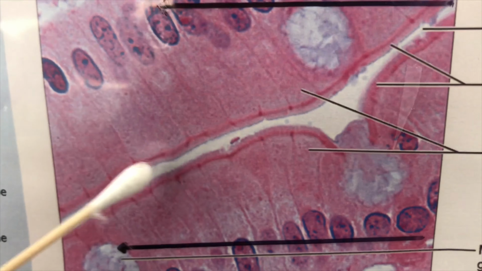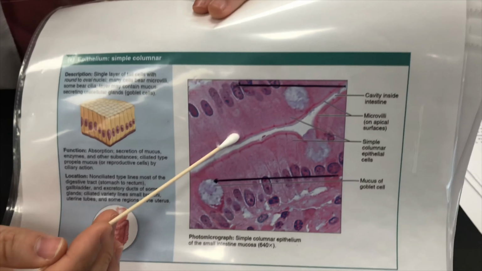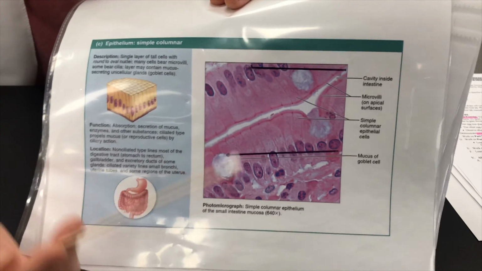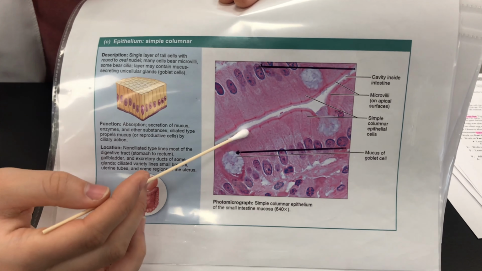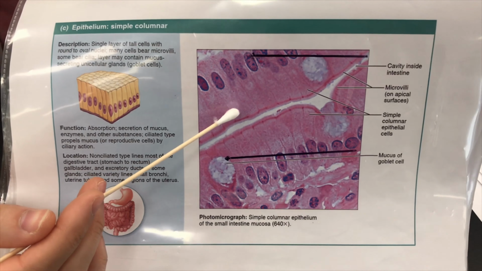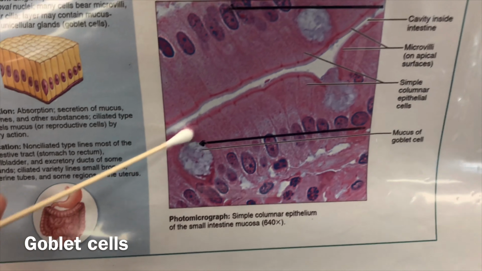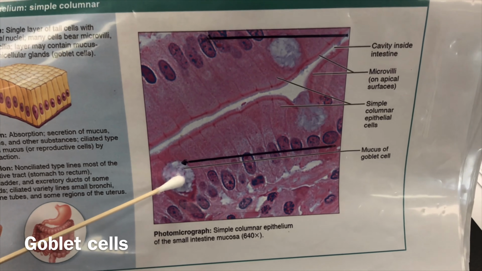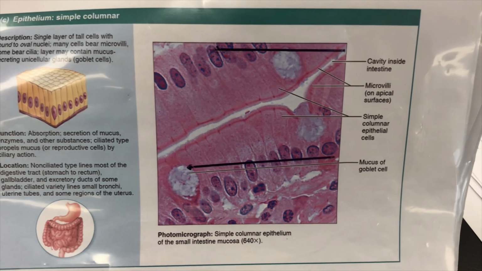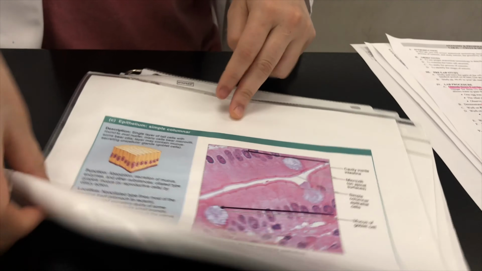For this tissue type, you can find it in the digestive tract and places like that. The microvilli increase the absorption area, like in the intestine when you're absorbing food and nutrients. You can also see your goblet cells, this structure right here, which secrete mucus and stuff. Remember, you need mucus to help the food pass through the digestive tract, so that's what those are doing here.